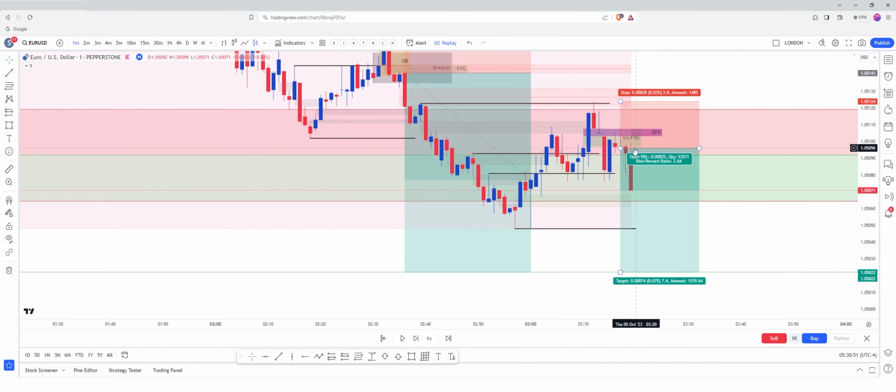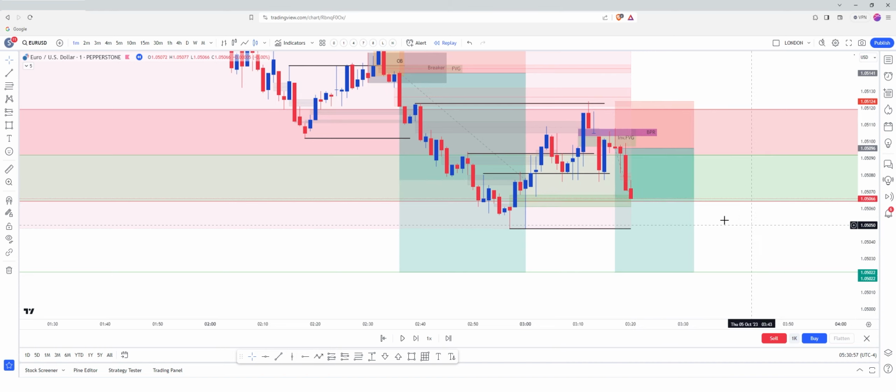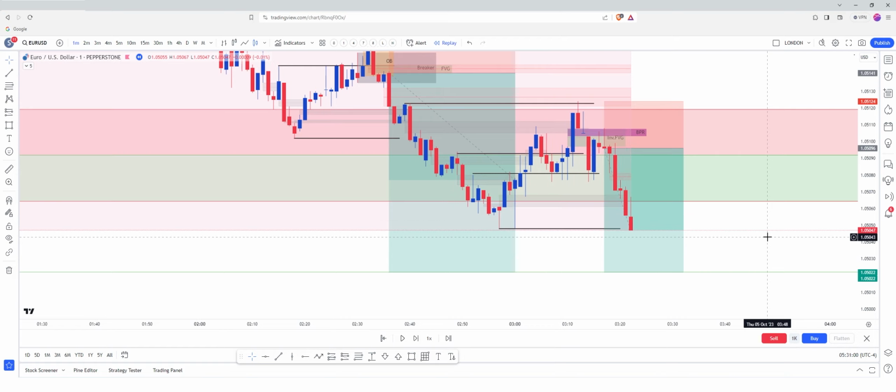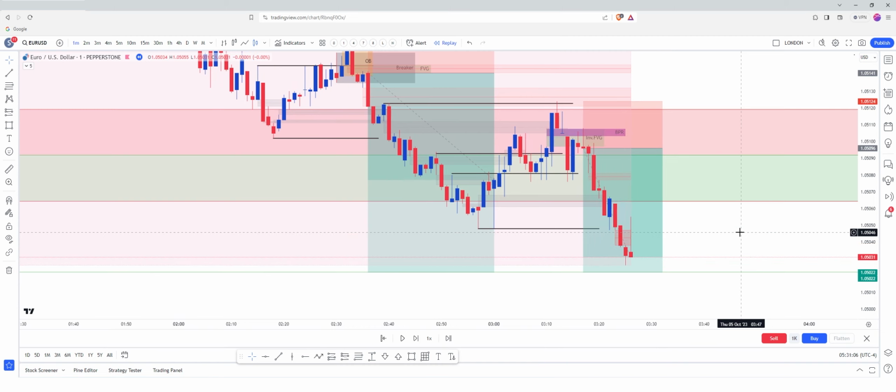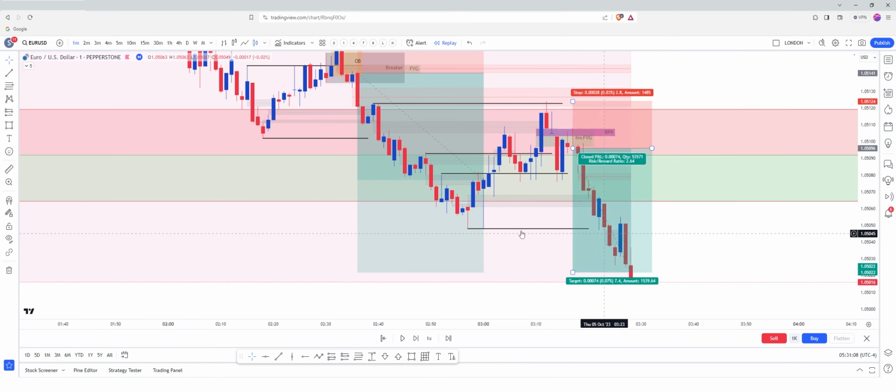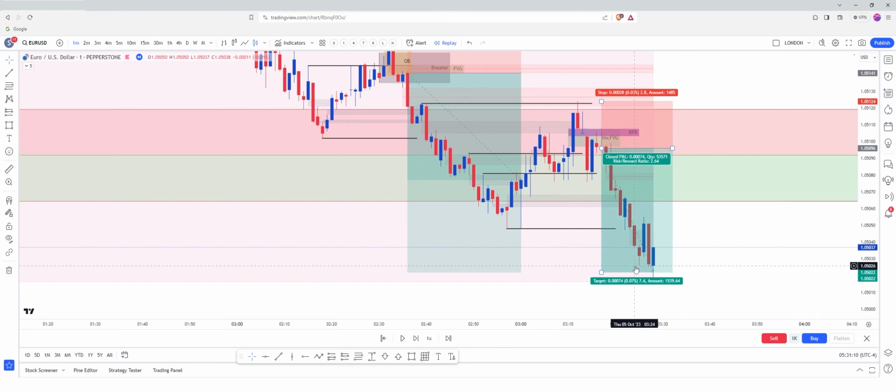Price comes through, we've had another tap of the inversion fair value gap before a large displacement lower, breaking structure, leaving bearish fair value gaps, taking the equal lows here, a little bit of a pullback, and then an aggressive run to take out the Asia low, 2.6. So we've got 2 fantastic entries here.